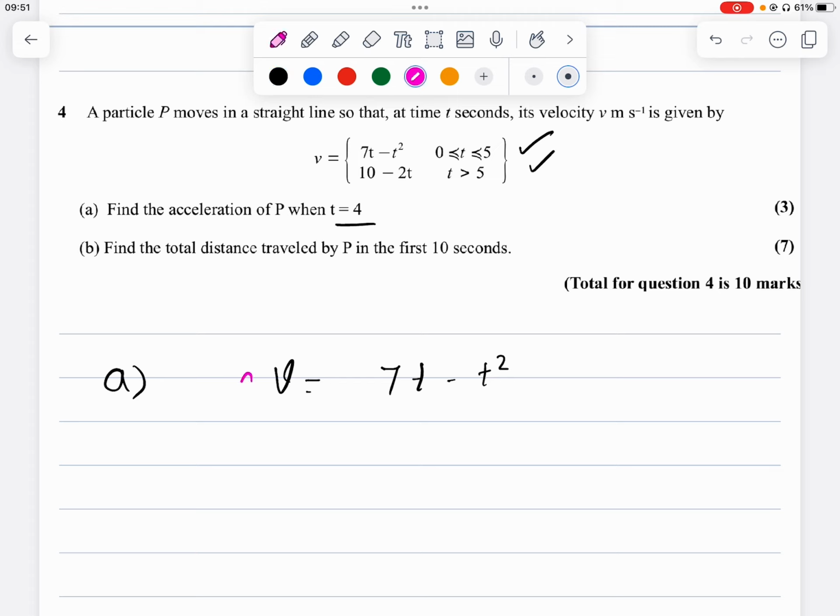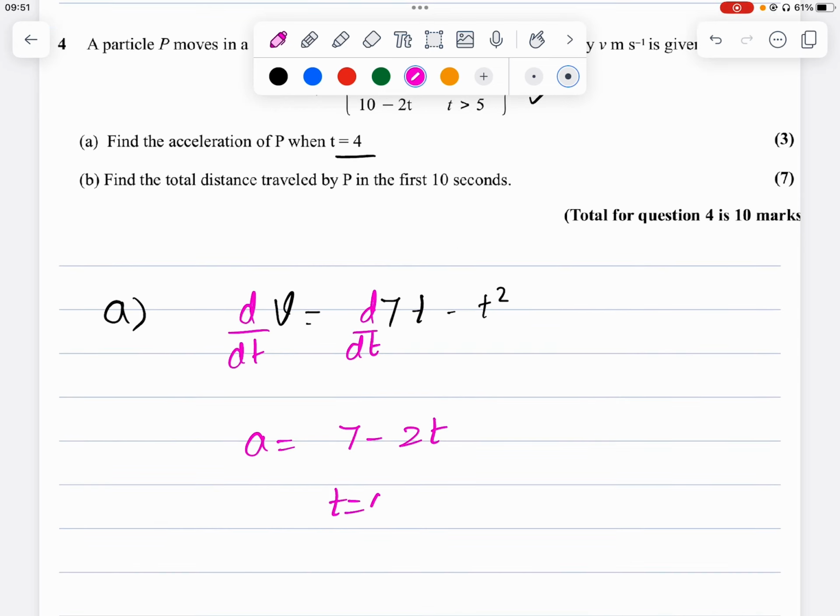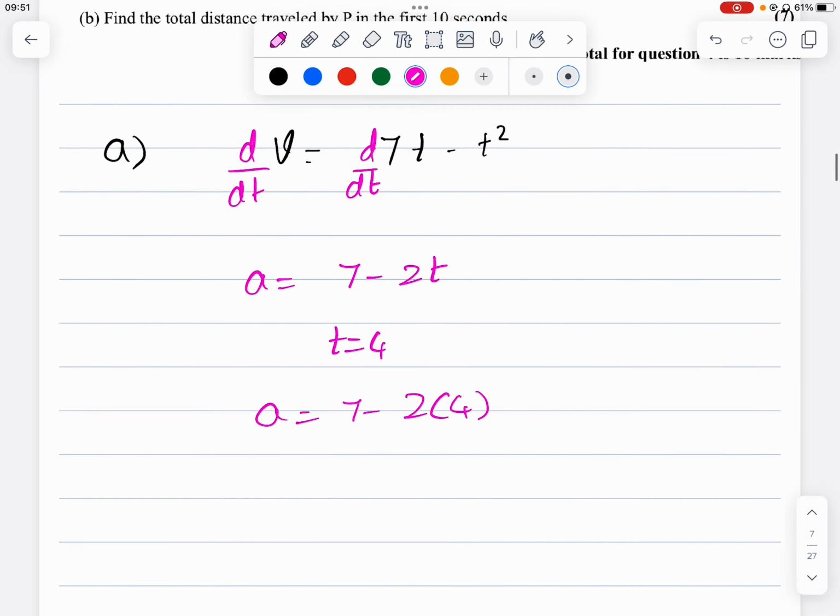I want acceleration, so differentiate on both sides. Velocity becomes acceleration, 7 minus 2t. Plug in t equals 4. So acceleration will become 7 minus 2 times 4, which is negative 1 meter per second square.